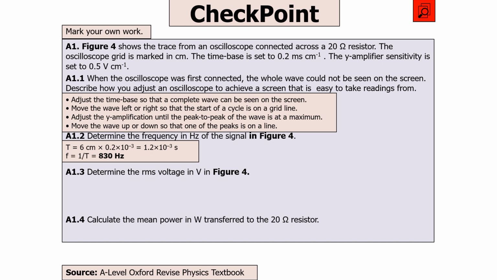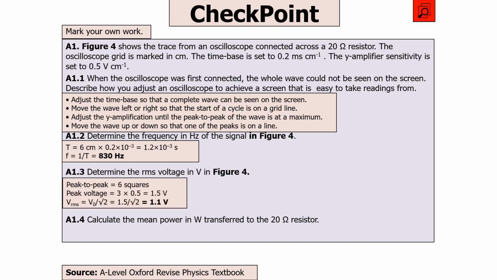You'll see the time period on the screen was equal to 6 centimeters, which was 0.2 times 10, times each one by 0.2 times 10 to the minus 3, because that was the scale factor. So that therefore is equal to 1.2 times 10 to the minus 3 seconds. So therefore f is 1 over that value, so it's 830 hertz.